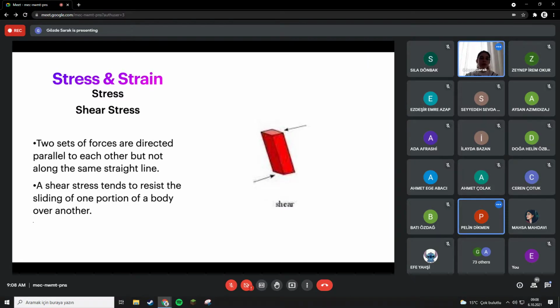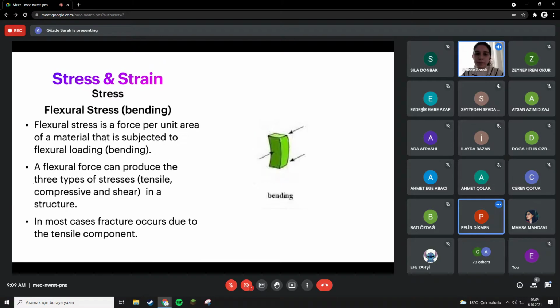Shear stress occurs when two sets of force are directed parallel to each other but not along the same straight line. It tends to resist the sliding of one portion of a body over another. Shear stress can also be produced by a twisting or torsional action on a material.